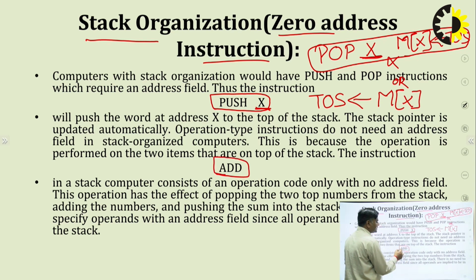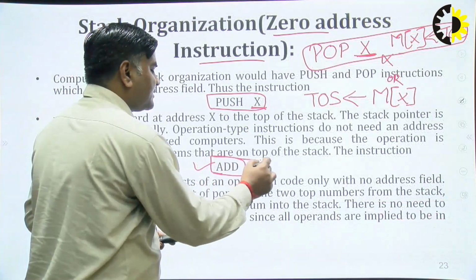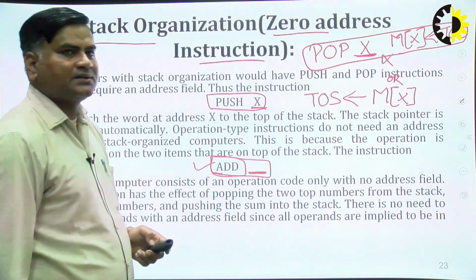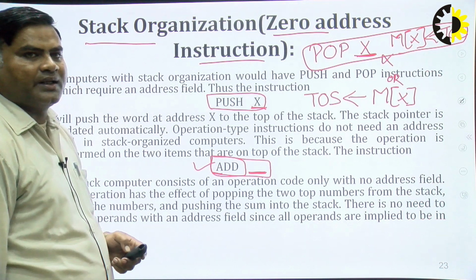In operation type instruction, we simply write the operation code, means we mention add, subtract, multiply, divide, and we do not give any address where to add or where to store the result. So in operation type instruction, we don't use any address. Basically in stack, the operation is performed on the top of the stack and the result is also stored on the top of the stack. So we do not mention any address in this operation type instruction, so it is called zero address instruction. This is the very important point of the stack organization.